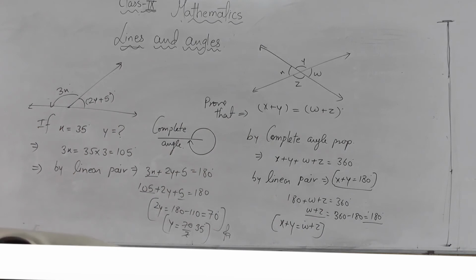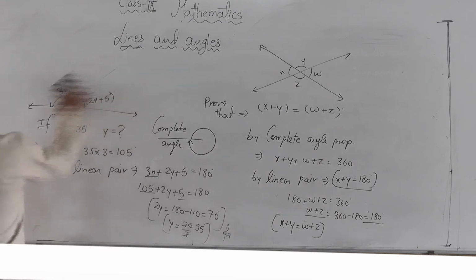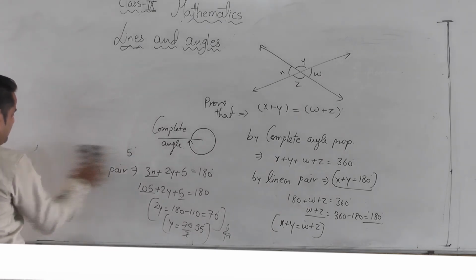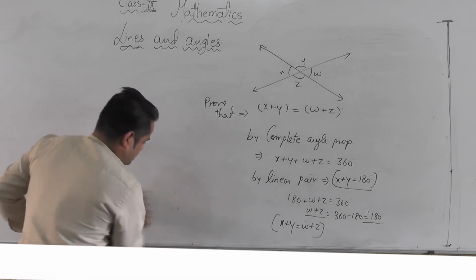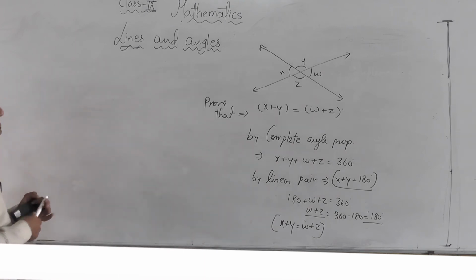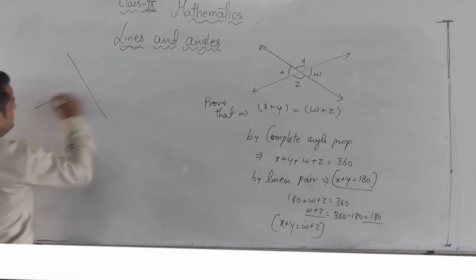This is the exercise question based on the linear pair or complete angle property. Now there are several angles on the basis of lines. Let's see that. Okay. So the first line which I have defined to you is intersecting lines.